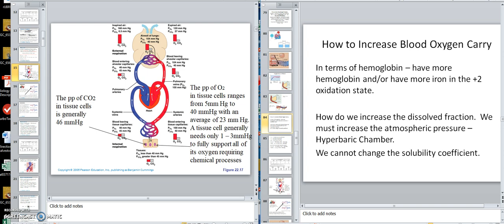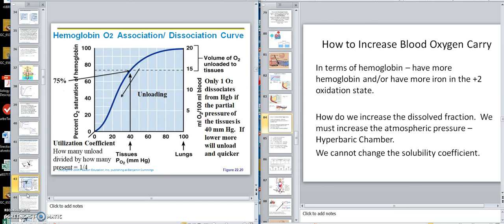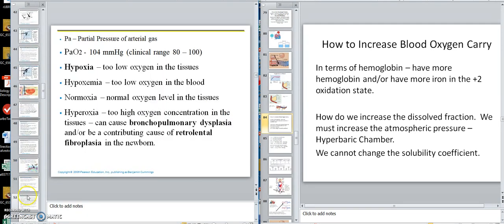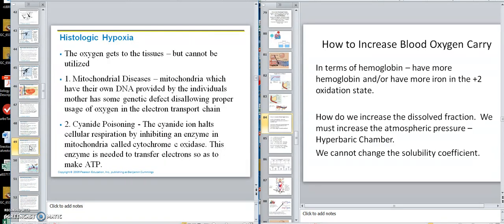Okay? Now, what is the problem with that? The problem is if you drive too much oxygen into the tissues. That's just because, as I've told you many times, too much can be bad. Too little is bad and too much is bad.